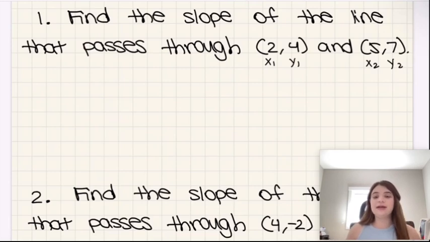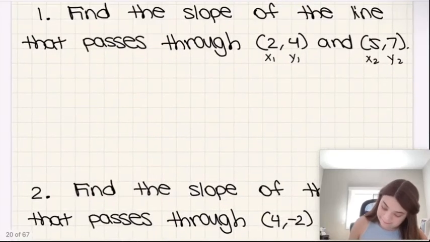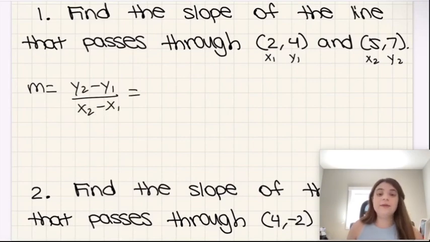However, we do want to keep consistent. So if this is x1, this one has to be y1. It can't then be y2 or something. So the ones have to be in the same point, and so do the twos. So let's remind ourselves, what was the equation again? It was y2 minus y1 over x2 minus x1. And now we just need to plug in the points.